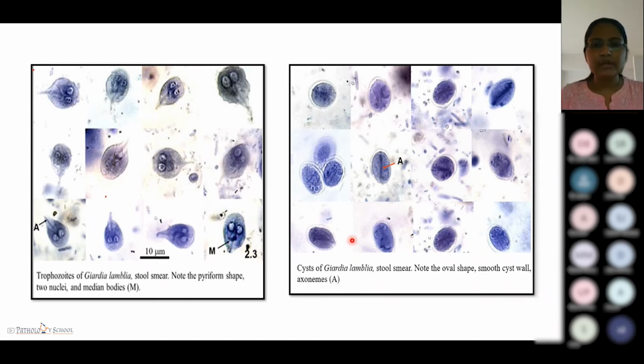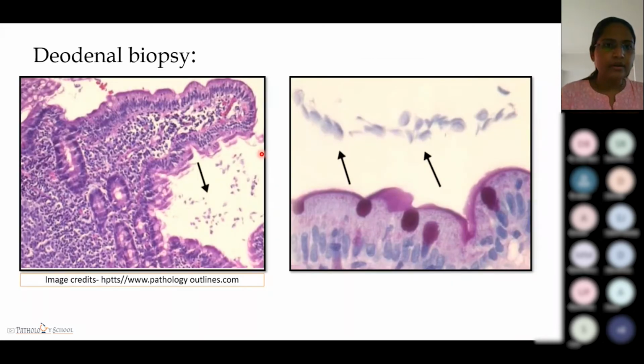In this image, cysts of Giardia lamblia can be seen. They have a round to oval shape, a smooth cyst wall, and axoneme. Next here is a duodenal biopsy, where Giardia lamblia can be seen on the luminal border, and on higher magnification, they are seen as flattened structures.